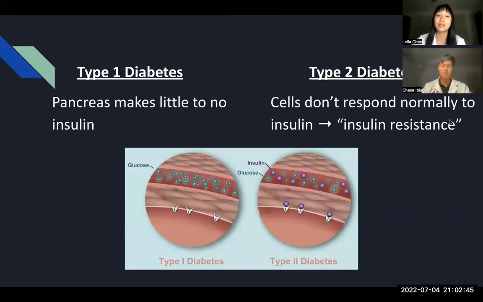So what is the difference? For type 1 diabetes, the pancreas makes little to no insulin, whereas for type 2 diabetes, cells don't respond normally to the insulin, which is insulin resistance.